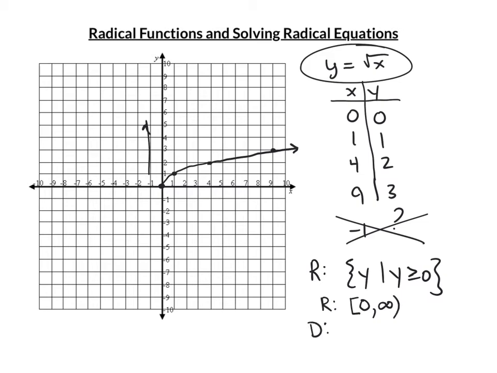The domain is the set of all x's, and every x is greater than or equal to 0. In interval notation, we can include the 0, and again we go to positive infinity. Now keep in mind, as you answer these questions, that every other square root function is some kind of transformation of this parent function. And think about how that would affect the domain and range when you answer your questions.